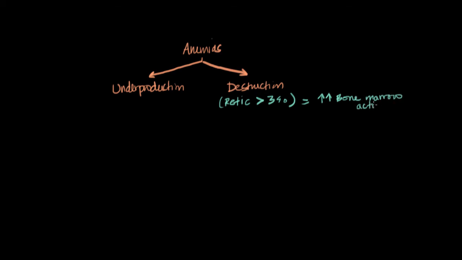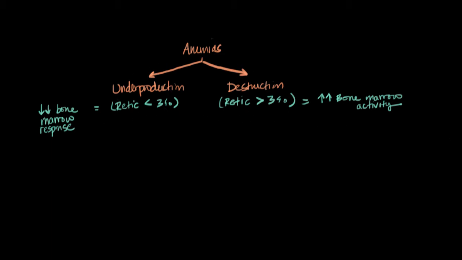destruction. Now, compare that with the underproduction anemias, where the reticulocyte count is lower. So it's less than the normal 3%. And that's because with underproduction anemias, we have a problem with making red blood cells. So you're not going to see a bone marrow that's appropriately responding by increasing red blood cell production, right? Because to begin with, the problem is a production in red blood cells. So initially, the anemias are split up into underproduction anemias and destruction anemias.